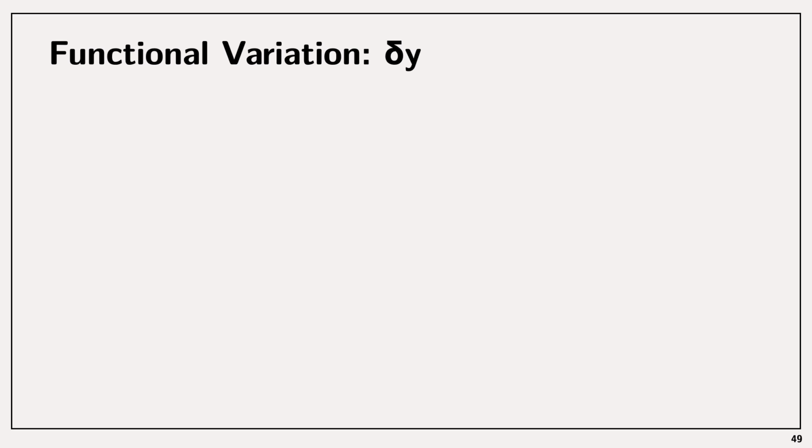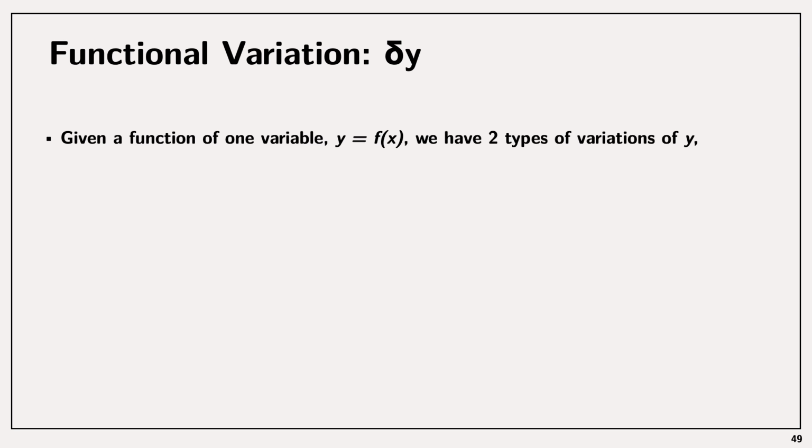Now, imagine that we have a function of one variable, y equal f of x, and we have two types of variation of y, of course. One, we can vary x. So if we vary x, of course, y is going to change, but that's basically the function. Or we can have the one associated with f. So if f changes, then y is going to change. This is the usual derivative that we are doing here.